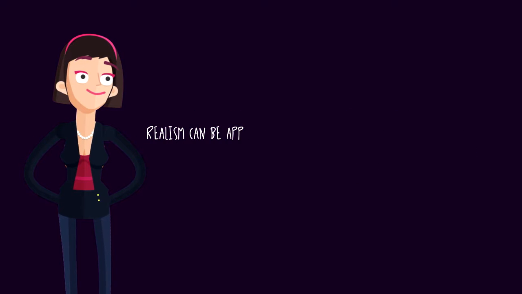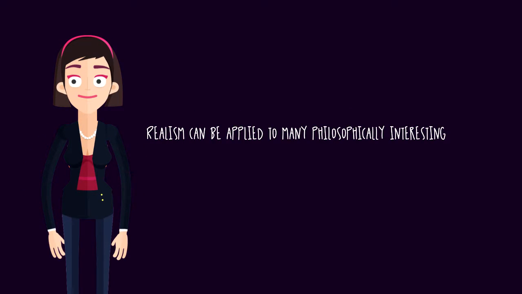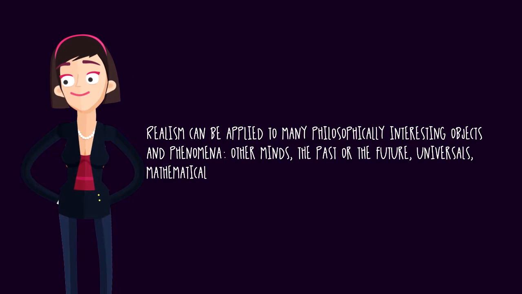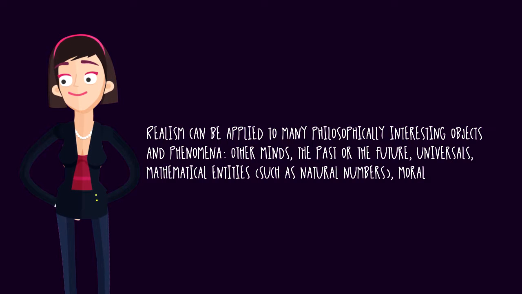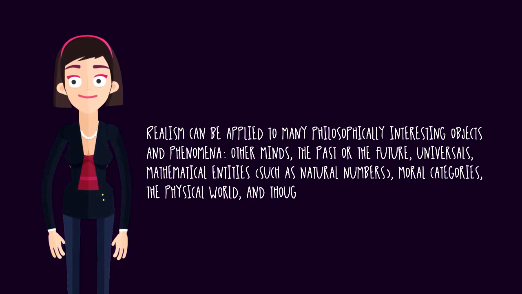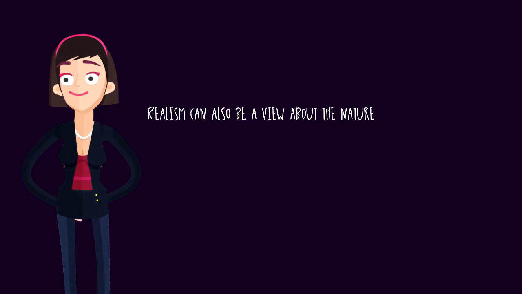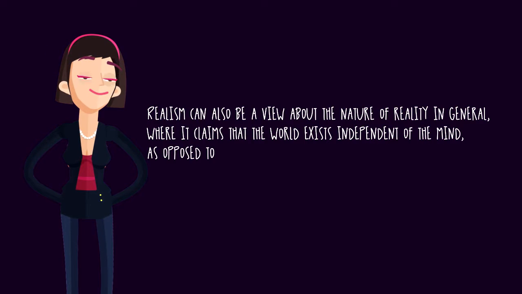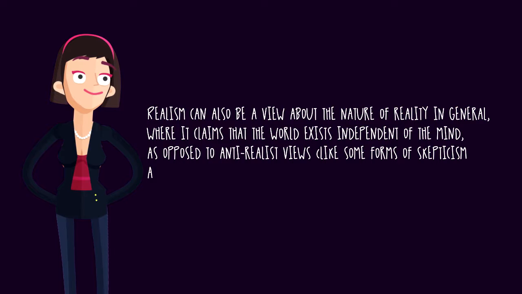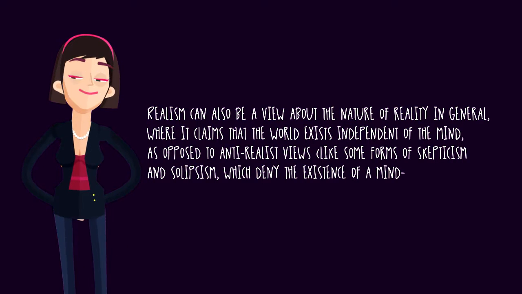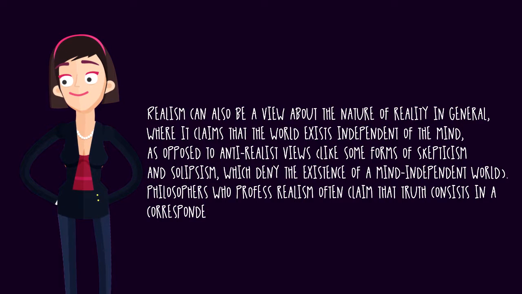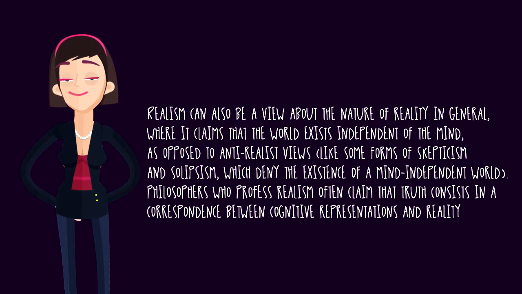Realism can be applied to many philosophically interesting objects and phenomena: other minds, the past or the future, universal mathematical entities such as natural numbers, moral categories, and the physical world and thought. Realism can also be a view about the nature of reality in general, where it claims that the world exists independent of the mind, as opposed to the anti-realist view. Philosophers who profess realism often claim that truth consists in the correspondence between cognitive representations and reality.